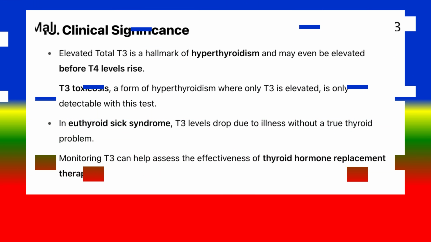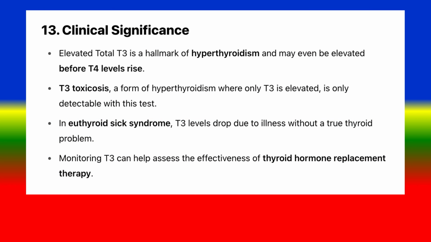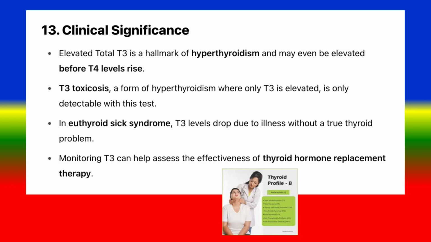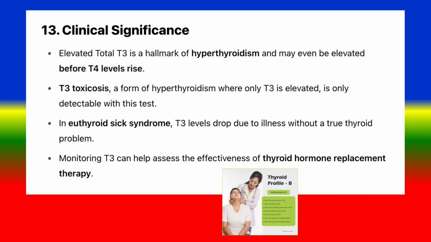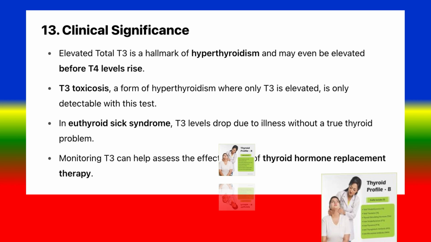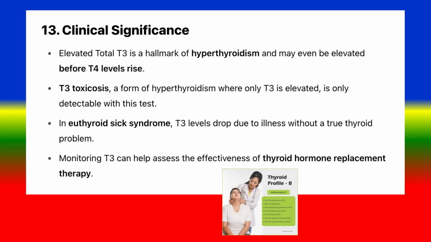13. Clinical significance. Elevated total T3 is a hallmark of hyperthyroidism and may even be elevated before T4 levels rise. T3 toxicosis, a form of hyperthyroidism where only T3 is elevated, is only detectable with this test. In euthyroid sick syndrome, T3 levels drop due to illness without a true thyroid problem. Monitoring T3 can help assess the effectiveness of thyroid hormone replacement therapy.